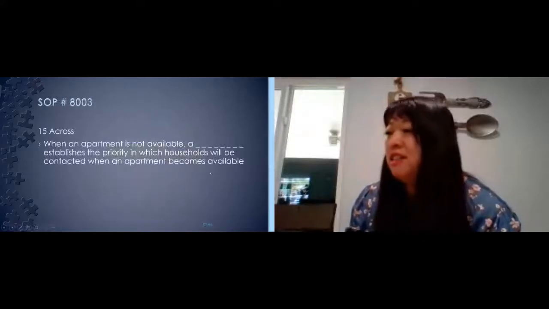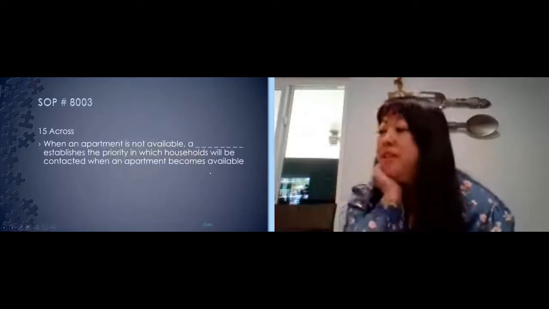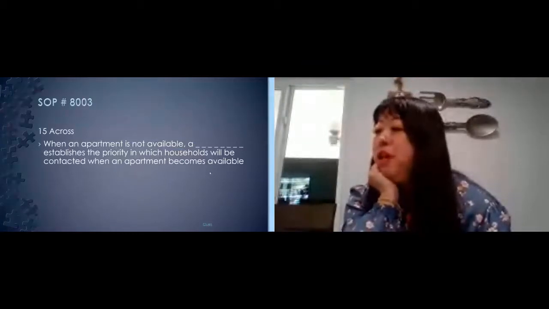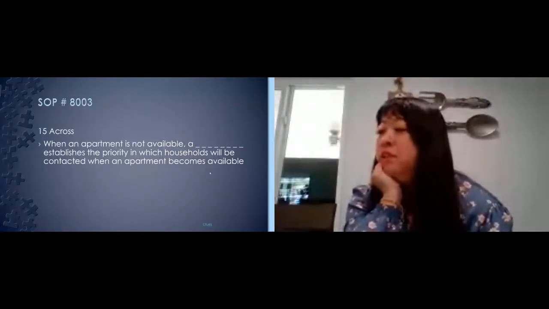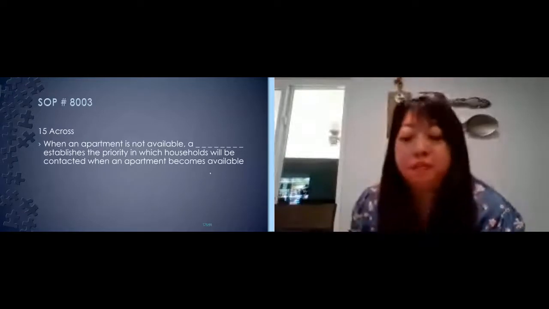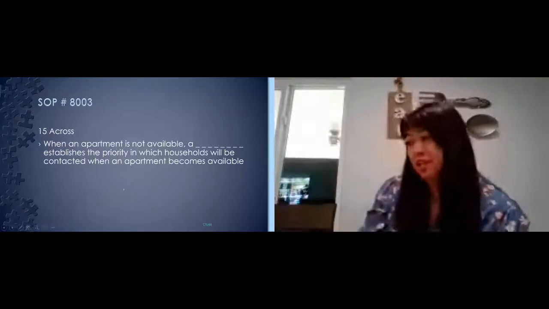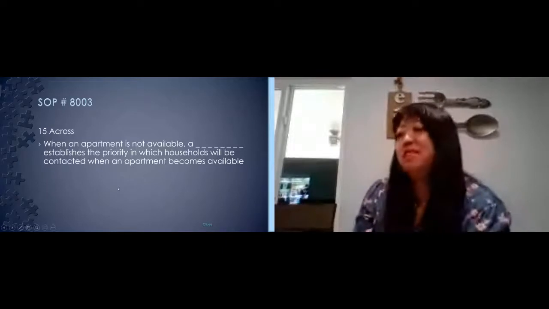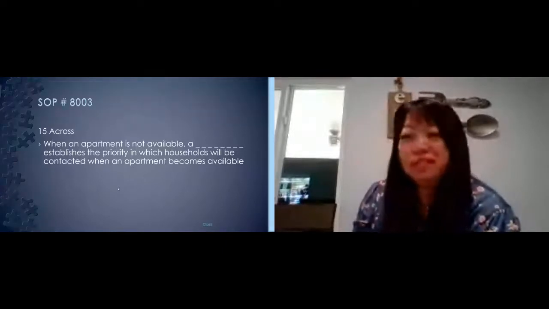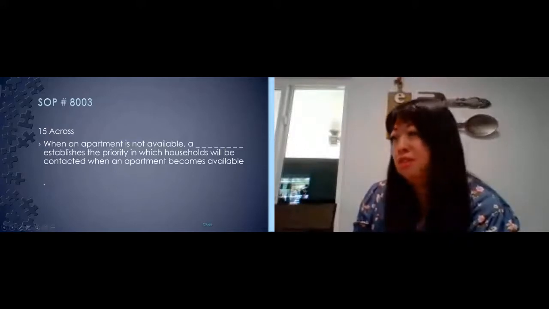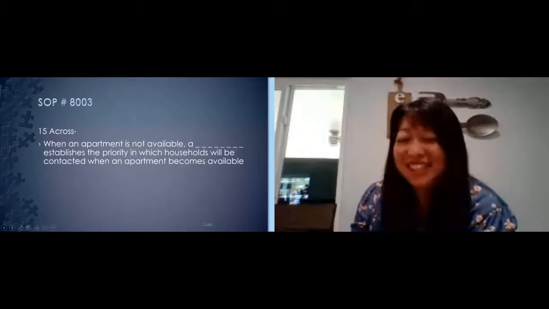15 across. When an apartment is not available, a what establishes the priority in which household will become contacted when an apartment becomes available? What do we need here? Every HUD property has this. I'll give you guys a little clue. And it's in SOP 8003.